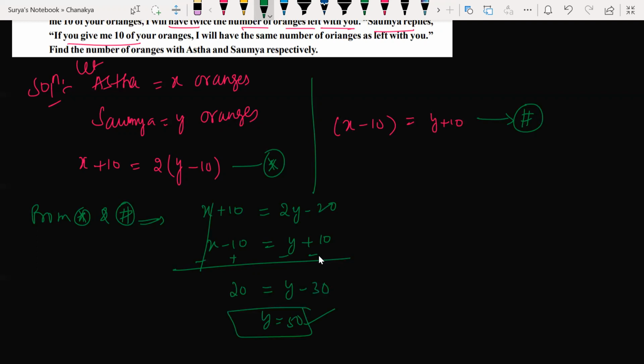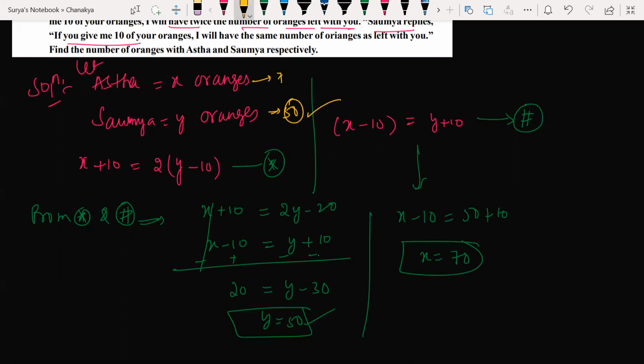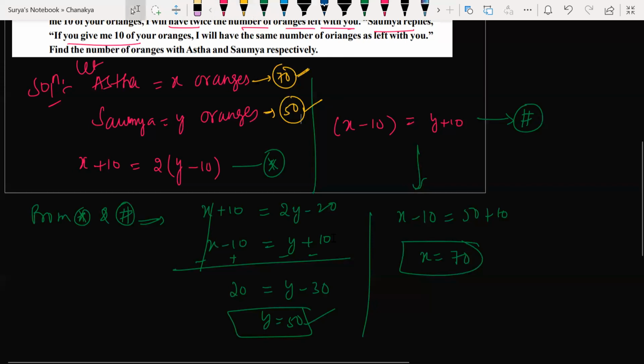How many of you got this y value? Which means Soumya has 50 oranges. Then what is x going to be? Substituting here, x minus 10 is equal to 50 plus 10, so is equal to 70. x is equal to 70. So Asta has 70 oranges. Any doubt, guys? Any doubts?